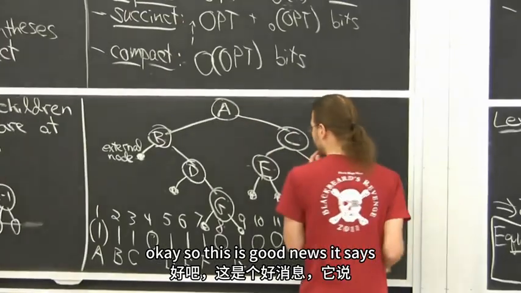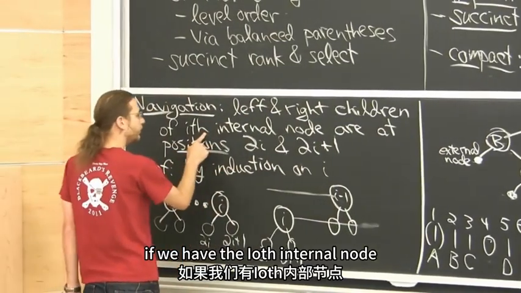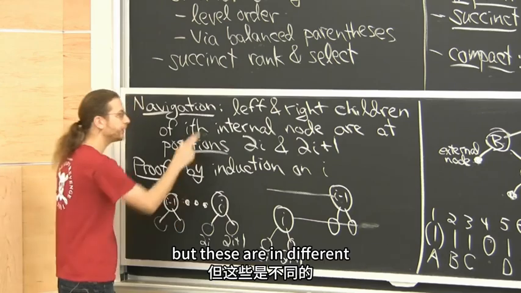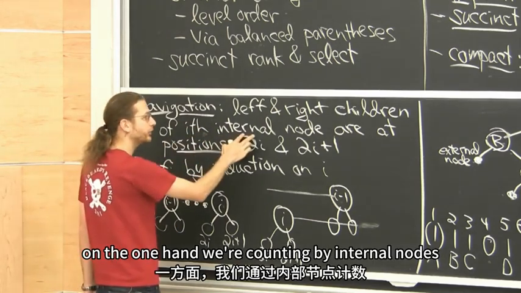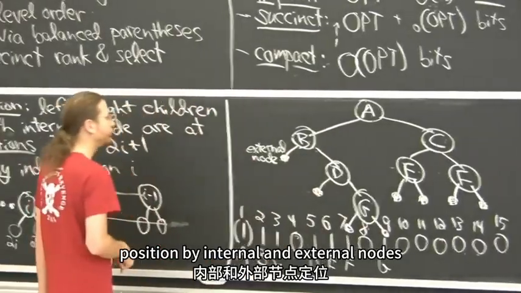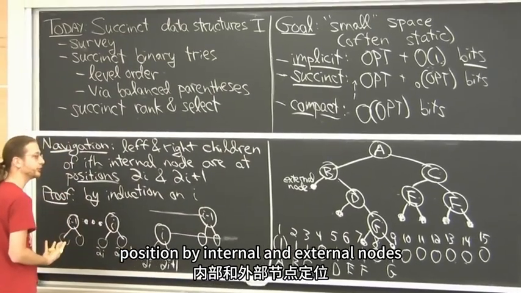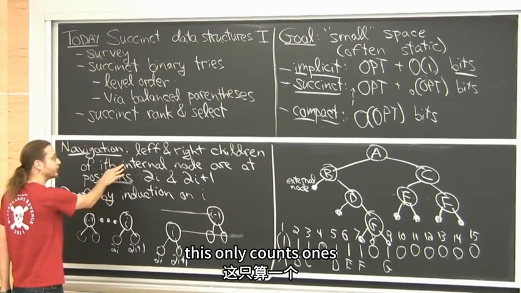Okay, so this is good news. It says if we have the ith internal node, we can find the left and the right children, but these are in different namespaces. On the one hand, we're counting by internal nodes. On the other hand, we're counting by position in the array, which is counting position by internal and external nodes. This counts both zeros and ones. This only counts ones.